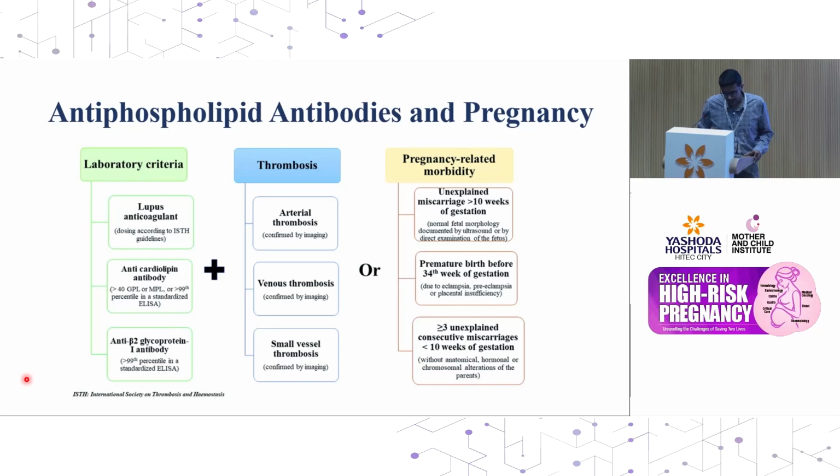Coming to the last part of the topic, which is antiphospholipid antibodies and pregnancy. So this is basically what is antiphospholipid syndrome. There is a newer criteria. I will not be going into it. Just to simplify things, the laboratory criteria consists of three things, which is lupus anticoagulant, cardiolipin, and beta-2 glycoprotein.